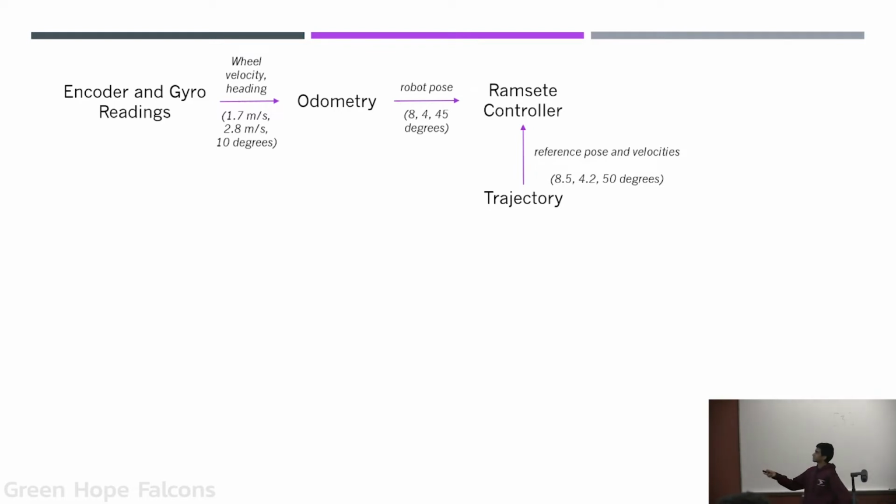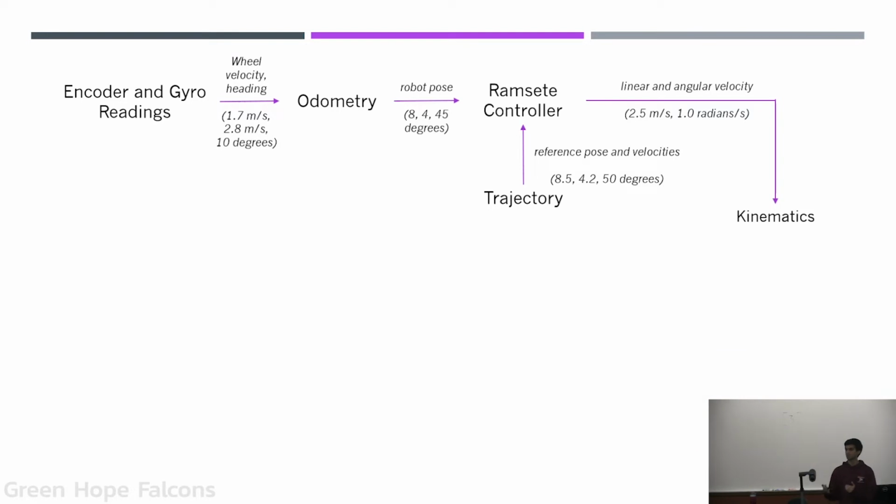And then the Ramsey controller looks at that and looks at the robot pose and says, we're at 8, 4, and 45, but we need to be at 8.5, 4.2, and 50. So what the controller does is it calculates some linear and angular velocity to actually get to where we need to be. So here it gave us 2.5 meters per second and 1 radian per second.